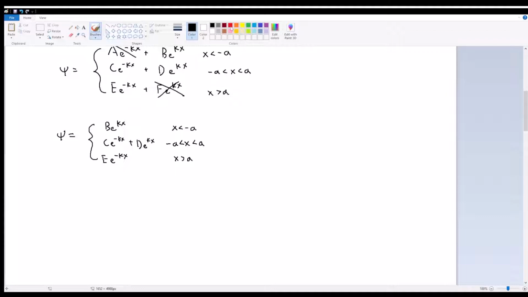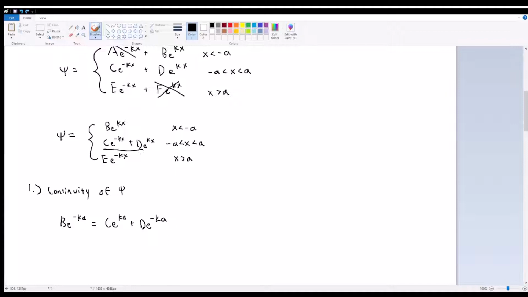To do that, we have two different scenarios that allow us to assign conditions. The first case is continuity of psi. What this means is that the wave function has to be continuous. There can't be any jumps. So at x equals negative a, these two have to be equal. So we have b e to the negative ka has to equal c e to the positive ka plus d e to the negative ka. What I'm doing here is defining x equals negative a, and requiring that at this negative a joining point, these two wave functions equal each other.